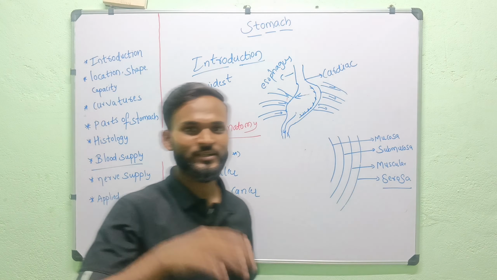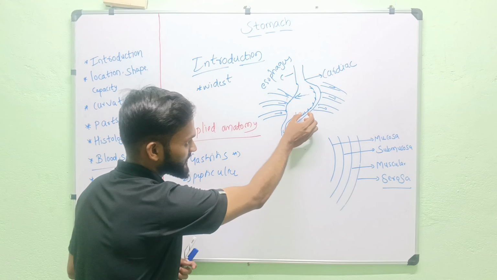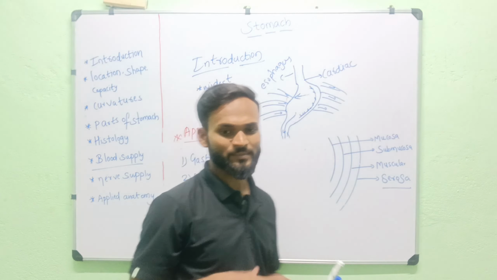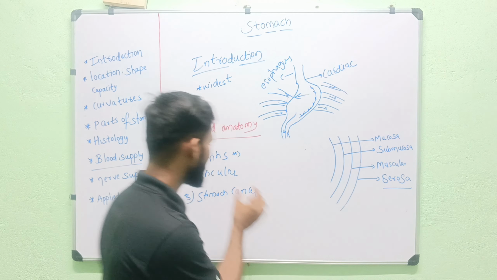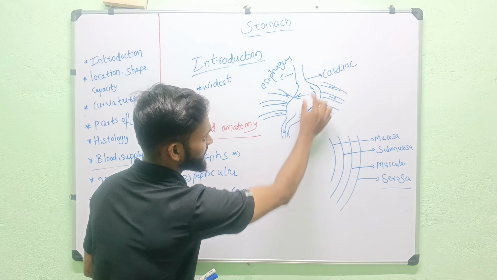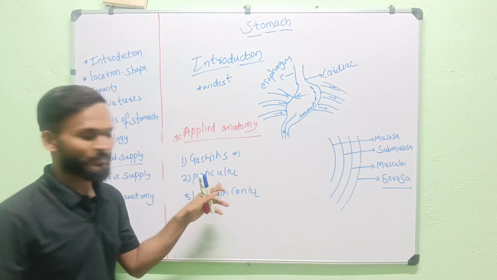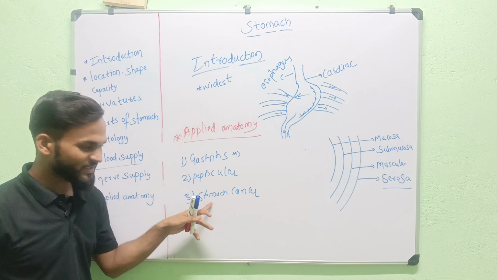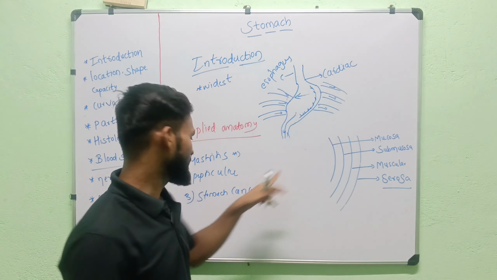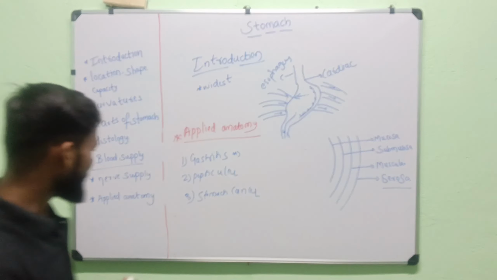Gastritis means it is an inflammation of the lining of your stomach. The innermost layer of the stomach is known as mucosa. An inflammation of the innermost layer of your stomach is known as gastritis. And peptic ulcer means there is a formation of ulcer inside the innermost layer of your stomach, which is the mucosa. Then stomach cancer means there is a formation of malignant tumor in your stomach. It is all about the applied anatomy.